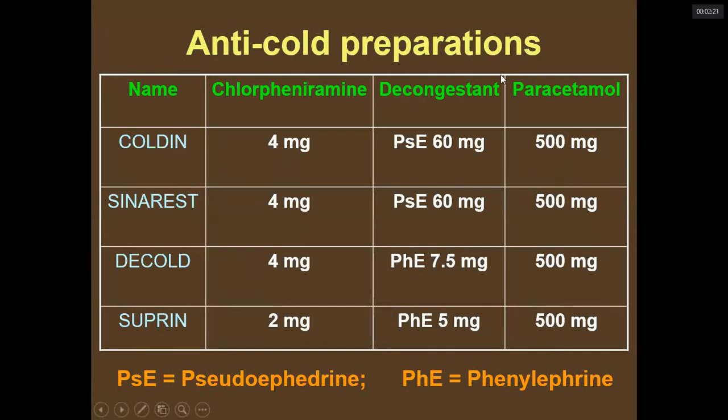So anti-cold preparations, anti-cold tablets like Sinarest, Sinex, they usually have these three things: chlorpheniramine maleate, right? And pseudoephedrine, or phenylephrine. Earlier it was pseudoephedrine, but later the DDA did not allow it, so all of them now are phenylephrine. This is phenylephrine and this is pseudoephedrine. And paracetamol is always there, always 500 mg, and chlorpheniramine either 2 mg or 4 mg, and phenylephrine is 5 mg, 10 mg or 7.5 mg per tablet.